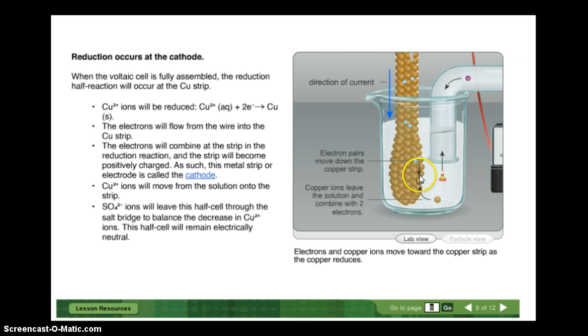The copper was in solution, it's attaching itself to the strip. The electrons are coming down, which they're showing with the blue circles here. So electron pairs move down. This piece comes together with the electrons, and copper ions leave solution and combine with 2 electrons to make just plain copper. So it was copper plus 2, now it's copper 0. It has less of a charge, it was reduced.